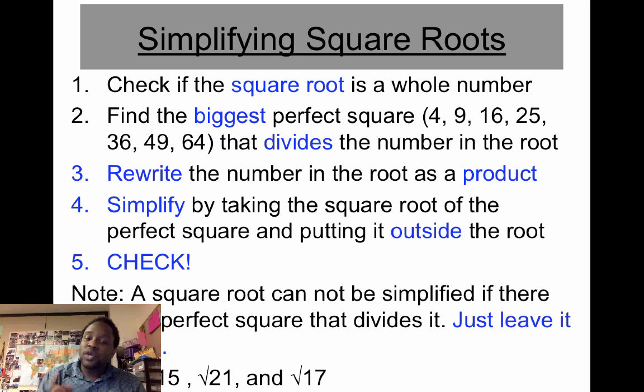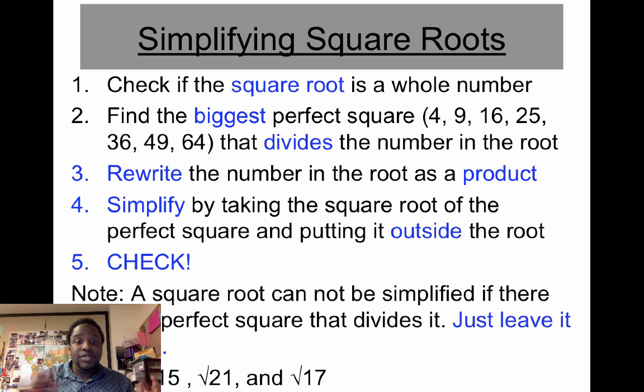So note that a square root cannot be simplified if there are no perfect squares that divide into it. So you can just leave it alone. Like with square root of 15, 15 is a prime number. Oh no, it's not a prime number. Only 3 and 5 go into it. 1, 3, 5, and 15 go into it. Obviously, none of these are perfect squares, so square root of 15 is good.